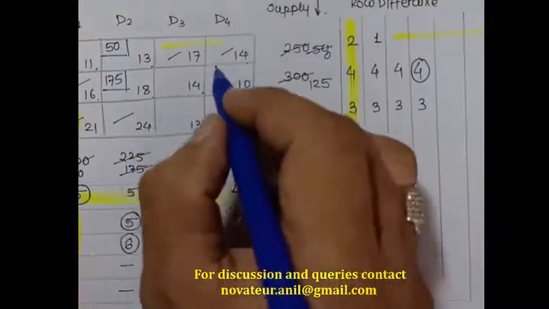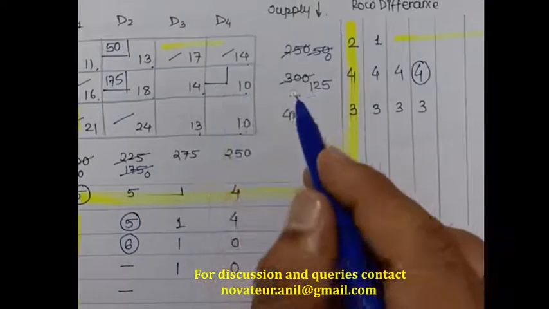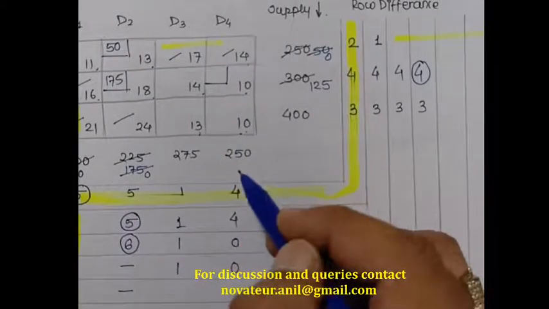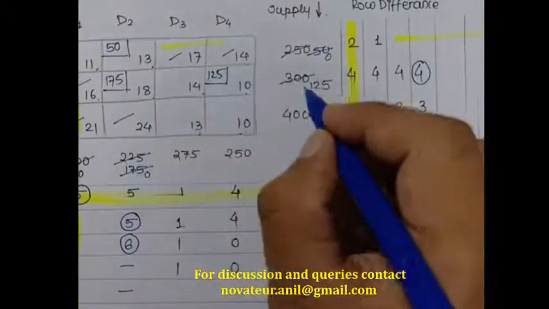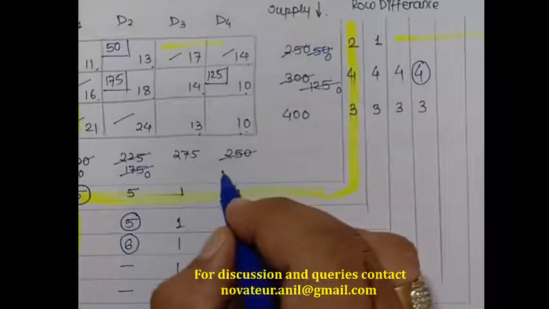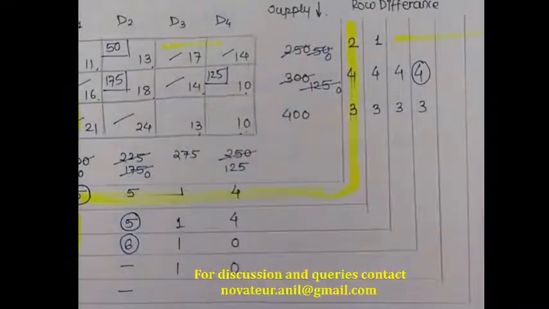Here the smallest value is 10, so I am going to assign 10. Again, supply is 125, demand is 250, so I am going to assign 125. This becomes 0, remaining is 125. Since this is 0, this is not going to participate.